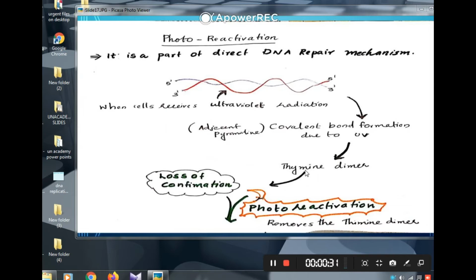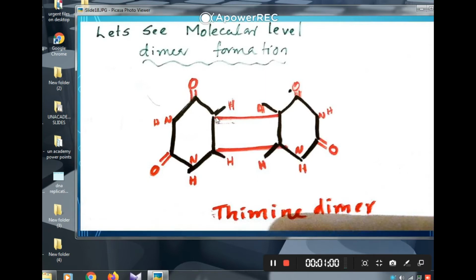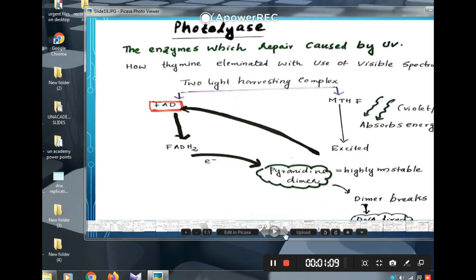It causes a loss of conformation in the DNA, and the photoreactivation method removes this dimer. How is the dimer removed? This is the molecular level of dimer formation seen here. This is the thymine, and the thymines get dimerized through these bonds.